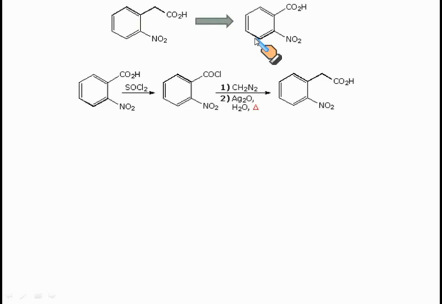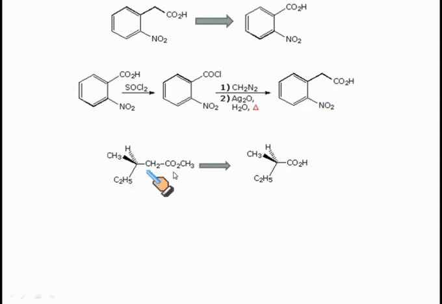So how can we synthesize this compound starting from this compound? Now when this compound is treated with SOCl2, it generates this compound, which when treated with excess diazomethane followed by treatment with silver oxide in the presence of water generates our desired compound.